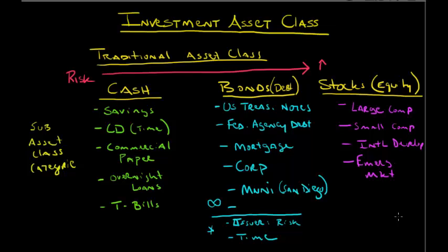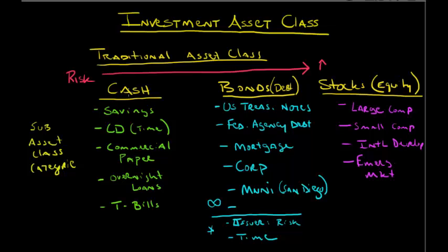We ended our first video on this slide right here, where we were looking at what we call traditional asset classes. And there's the big three: cash, bonds, and stocks. And then underneath them, we have what are called asset class categories or subcategories. So within the asset class of cash, you have a number of different subs.